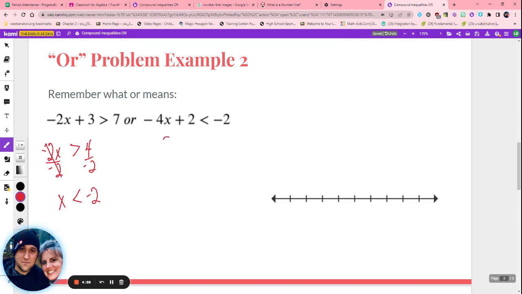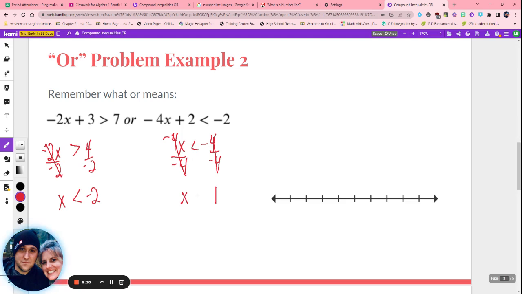Subtract 2 from both sides, so negative 4x. 2 take away 2 is 0. Negative 2 take away 2 is negative 4. Again, I'm dividing both sides by a negative 4. Negative 4 over negative 4 is 1. 1 times x is x. Negative 4 over negative 4 is 1. I have to put that one because I don't have an x there as a placeholder.